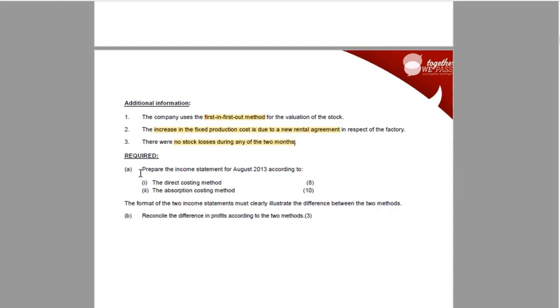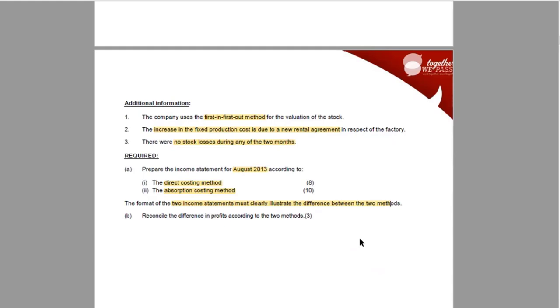Then what are you required to do? You need to prepare the income statement for the month of August, not July, August, according to the direct costing method and the absorption costing method. So those are the first two questions. The format of the two income statements must clearly illustrate, meaning you must show what the differences are between these two methods. So it already tells you that the income statements don't look the same. Make sure that presentation-wise, a person can look at the two statements and see that, oh yeah, it makes sense.